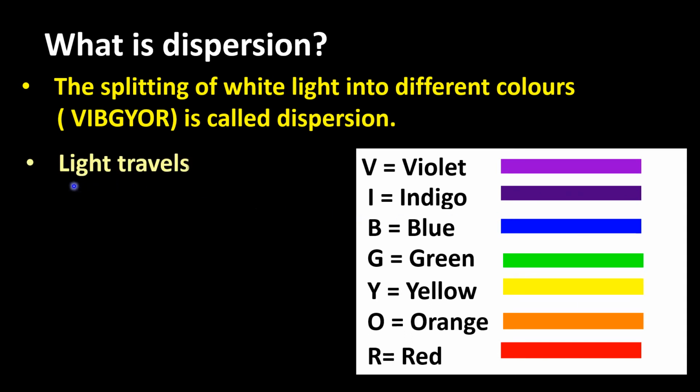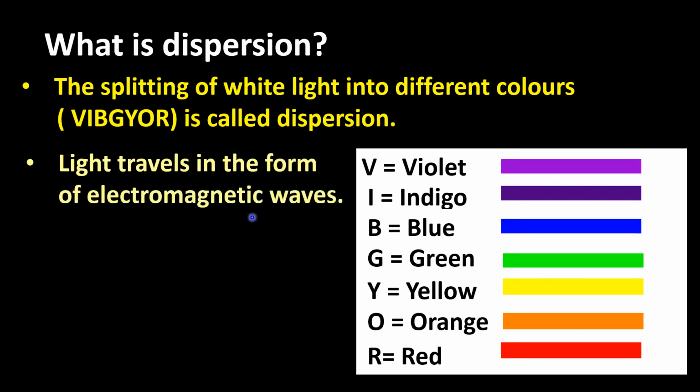Now light travels in the form of electromagnetic waves. Okay, so in electromagnetic waves, electric field and magnetic field vary perpendicularly to each other, and the wave travels perpendicular to both.